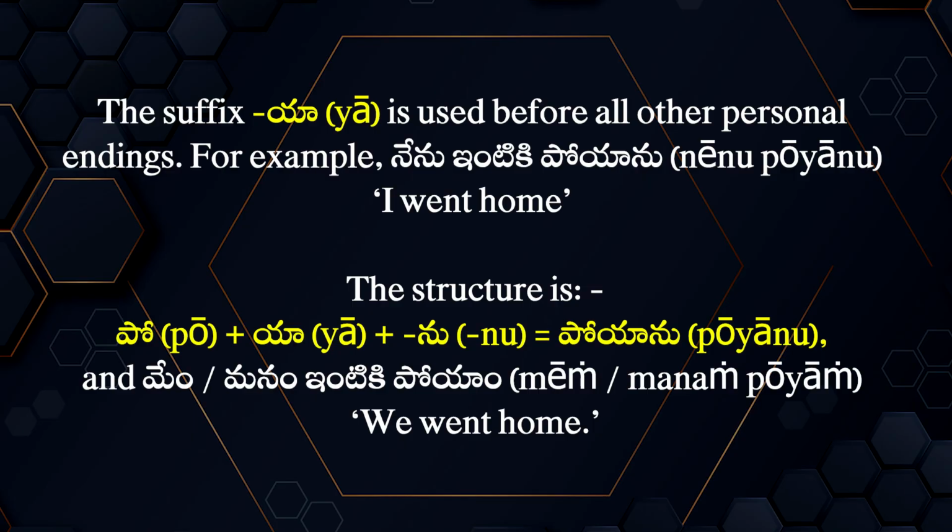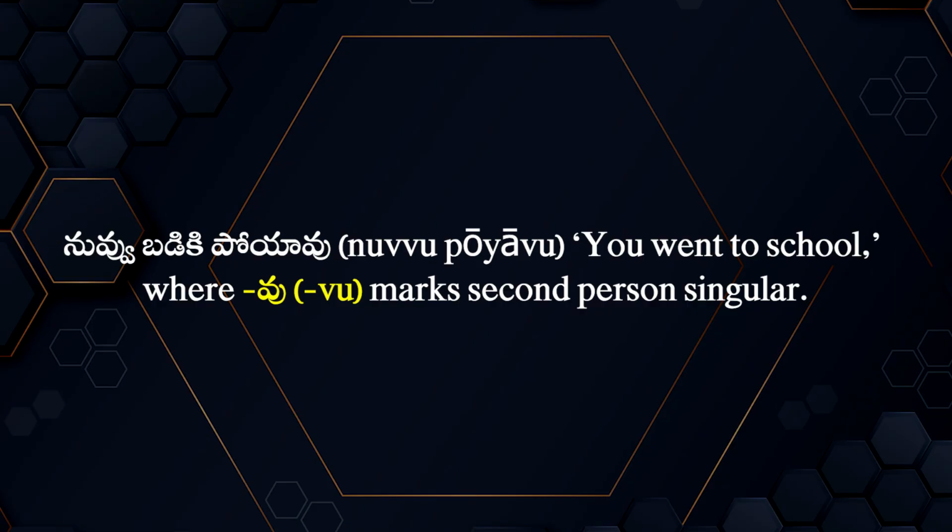The suffix ya is used before all other personal endings. For example, నేను ఇంటికి పోయాను. I went home. The structure is po plus ya plus nu, పోయాను. And మేం or మనం ఇంటికి పోయాం. We went home. Similarly, నువ్వు బడికి పోయావు. It means you went to school, where vu marks second person singular.